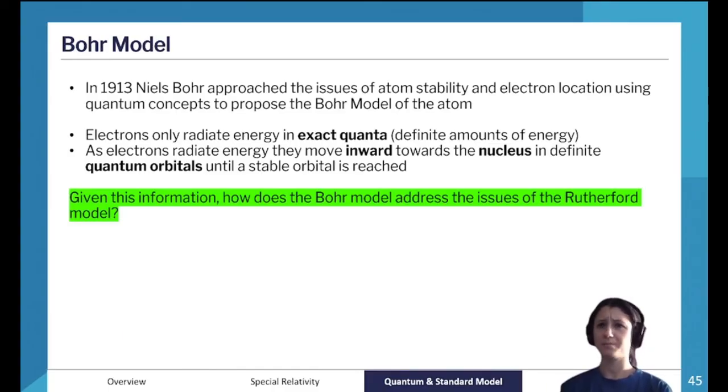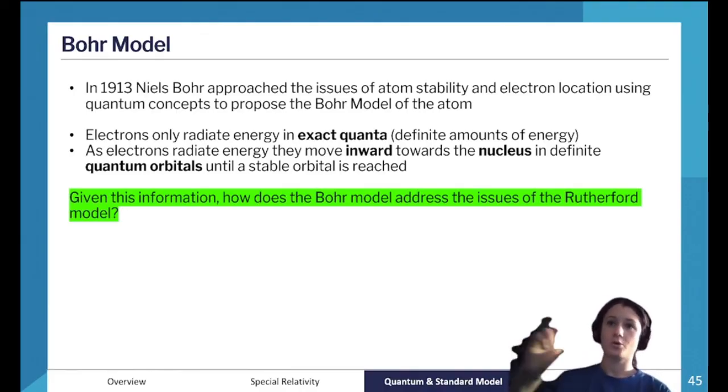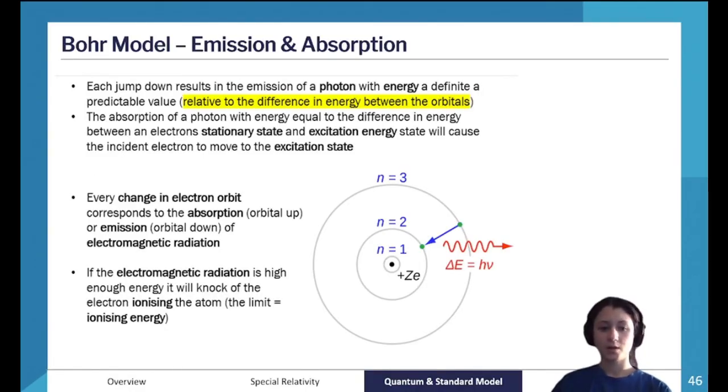What he means by definite quantum orbitals is that, I remember my physics teacher explained it to me like a bookshelf, all right? If you have a bookshelf, the books cannot be in between shelves. You've got to think about the electrons as if they're books and the shelves as if they're the quantum orbitals. The electrons cannot exist in between the quantum orbitals. They have to be on the quantum orbitals. All right, okay. Now let's get on to emissions and absorptions.